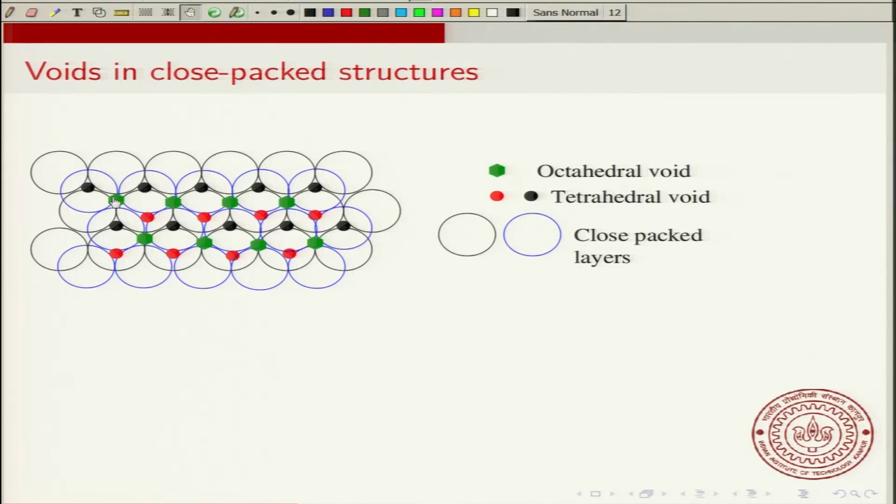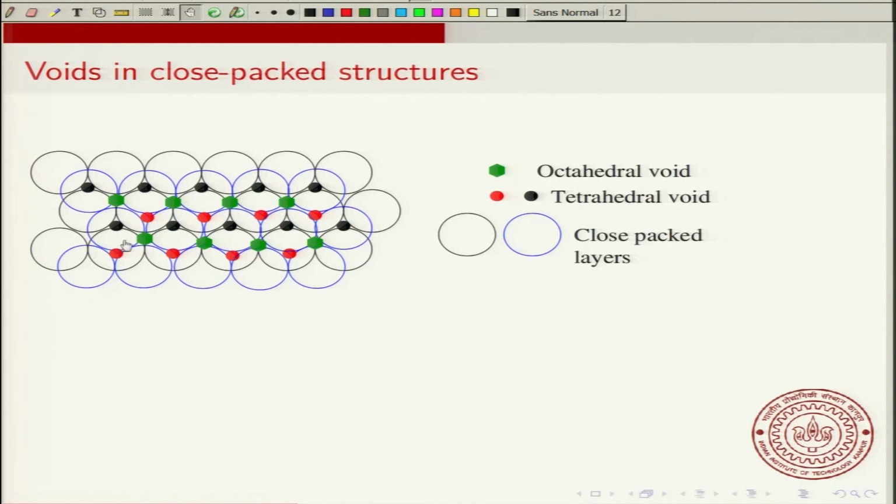If you just look at these two layers, we can immediately identify the location of voids in cubic closed packed structures. What we notice is that this black circle, now imagine that it is at the center of the three black circles and this blue circle. So it is right at the center of these four, and clearly it is in a tetrahedral void. So all these black filled circles correspond to tetrahedral voids.